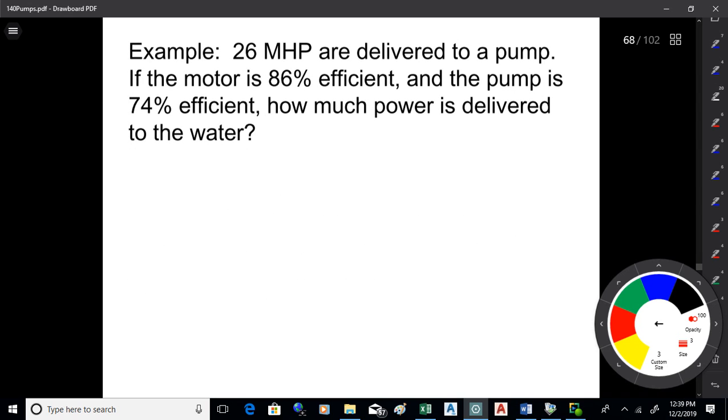So if we're delivering 26 motor horsepower to a pump, and if the motor is 86% efficient, and the pump is 74% efficient, how much power is delivered to the water? So we got 26 horsepower coming in, but that's not what we're going to get coming out. That's going to get knocked down a bit because we have these efficiencies that we got to deal with.